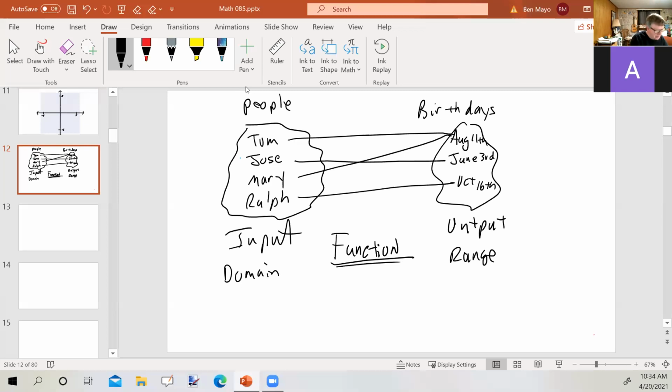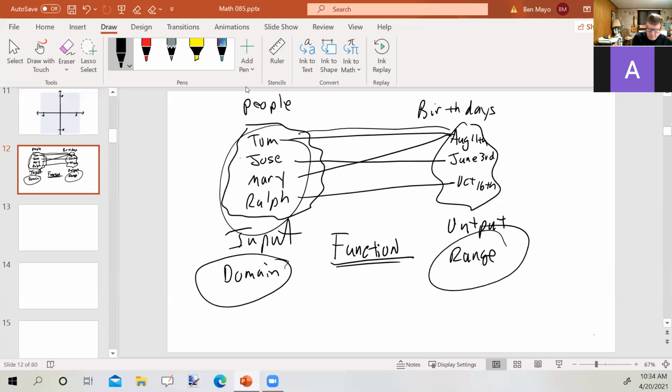Let me read to you from the textbook what it says about a function. It says a function is a set of ordered pairs in which to each first component there corresponds exactly one second component. In other words, each person has exactly one birthday. The set of first components is called the domain, and the set of second components is called the range of the function. All right. Let me give you some more examples, but using numbers.